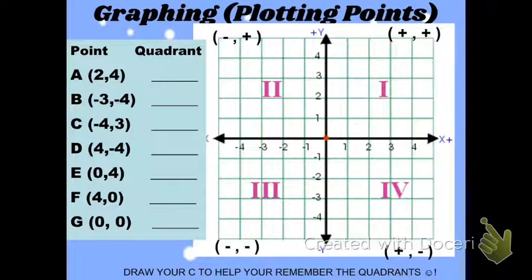So let's find the first one. It's 2, 4. So do this on yours as I do it up here. So 2, 4. So we're going to go on the x-axis over to the number 2.